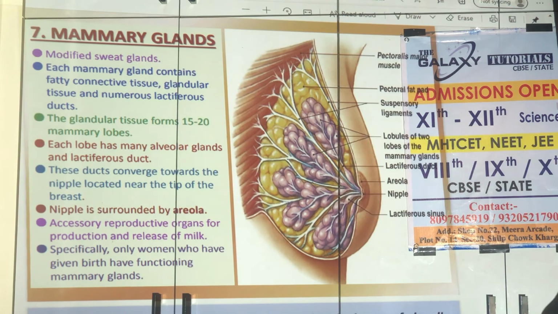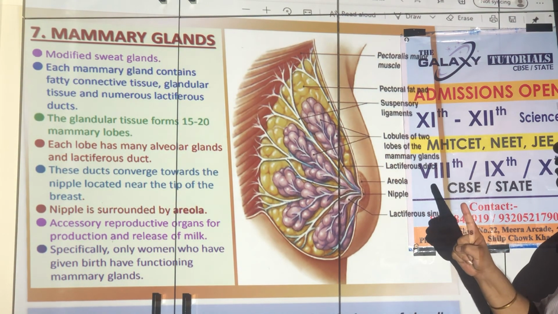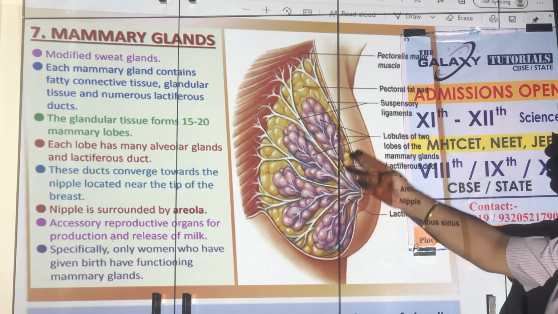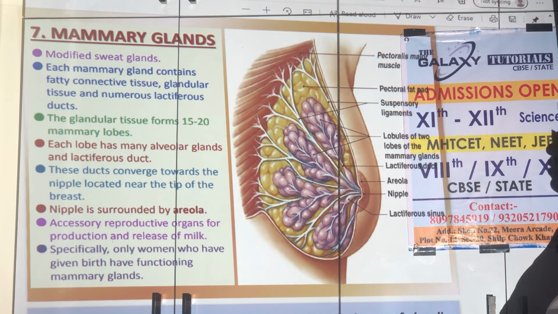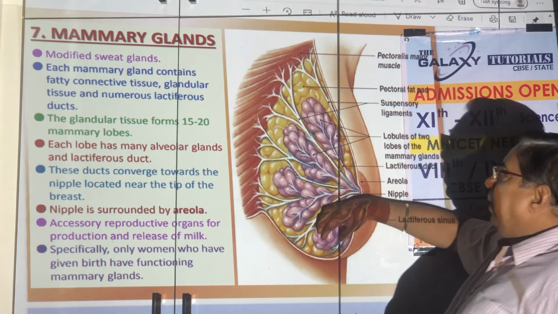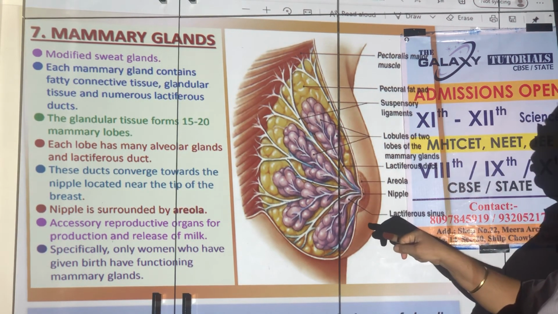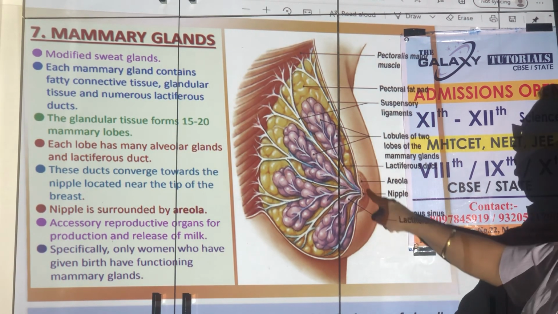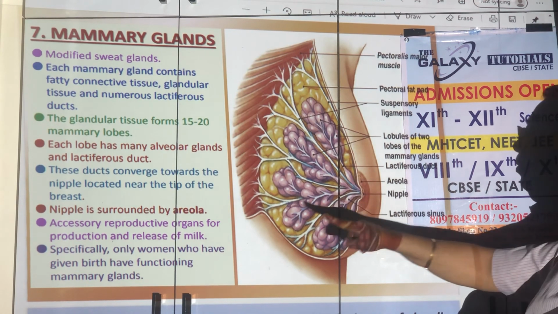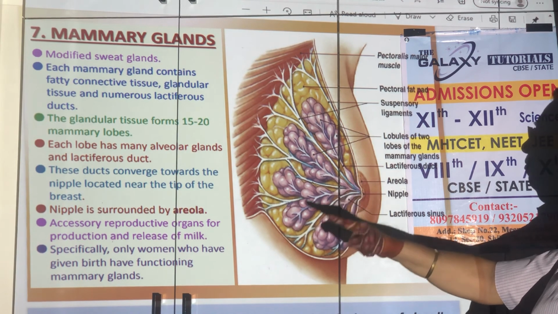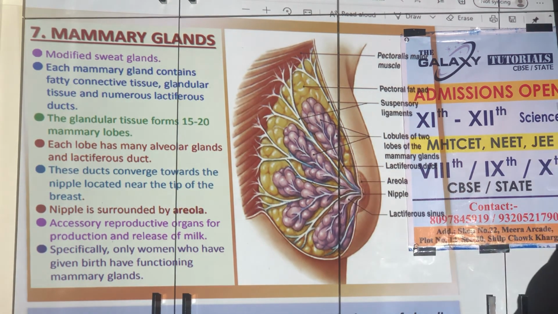Mammary glands are modified sweat glands. They contain fatty tissue, which you can see in yellow, and glandular tissue, which you can see in light purple, and numerous lactiferous ducts, seen as white tubes. There are 15 to 20 lobes, and each lobe has alveolar glands and a duct. They come toward the outside, towards the nipple, which is surrounded by the areola. Release of milk: only women who have given birth will have functioning mammary glands because of the hormonal change.